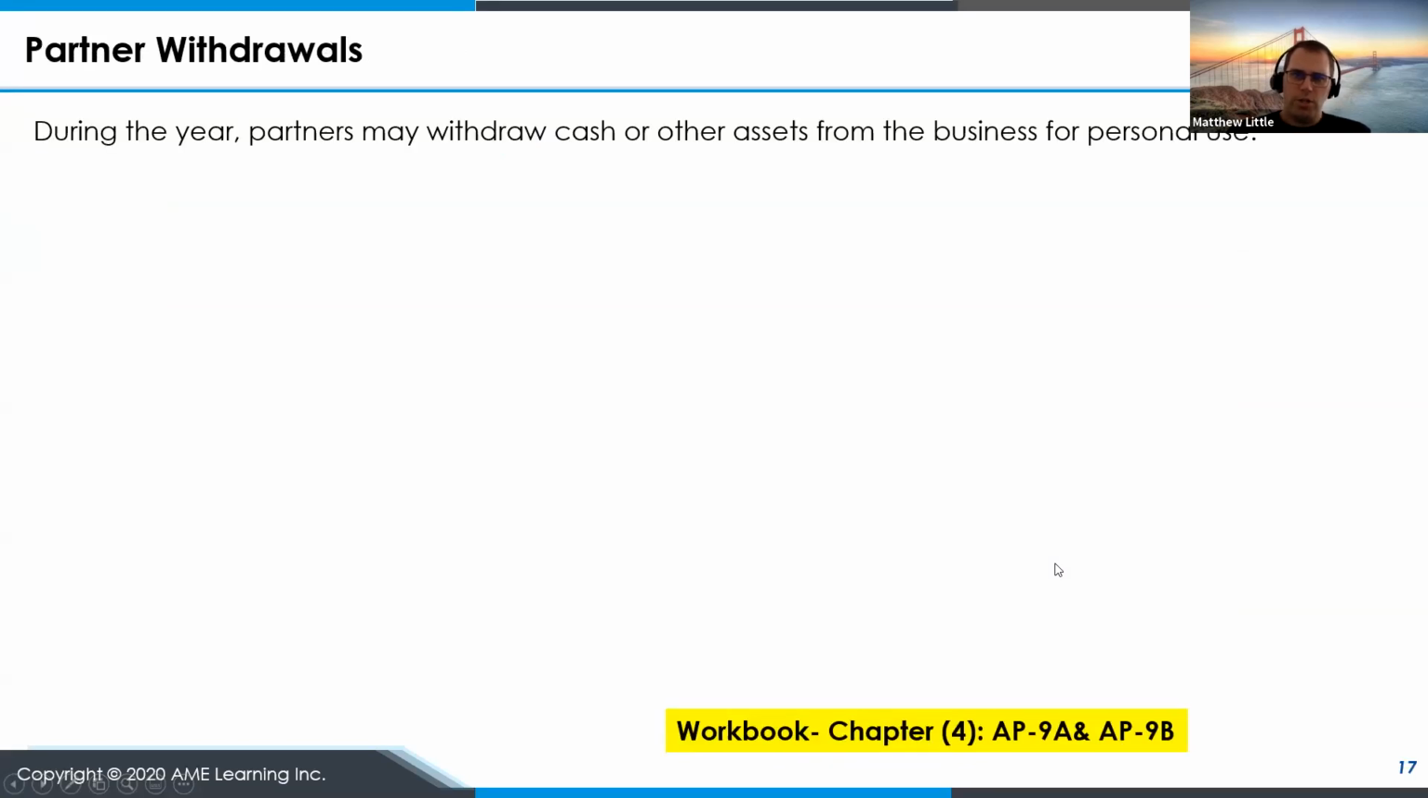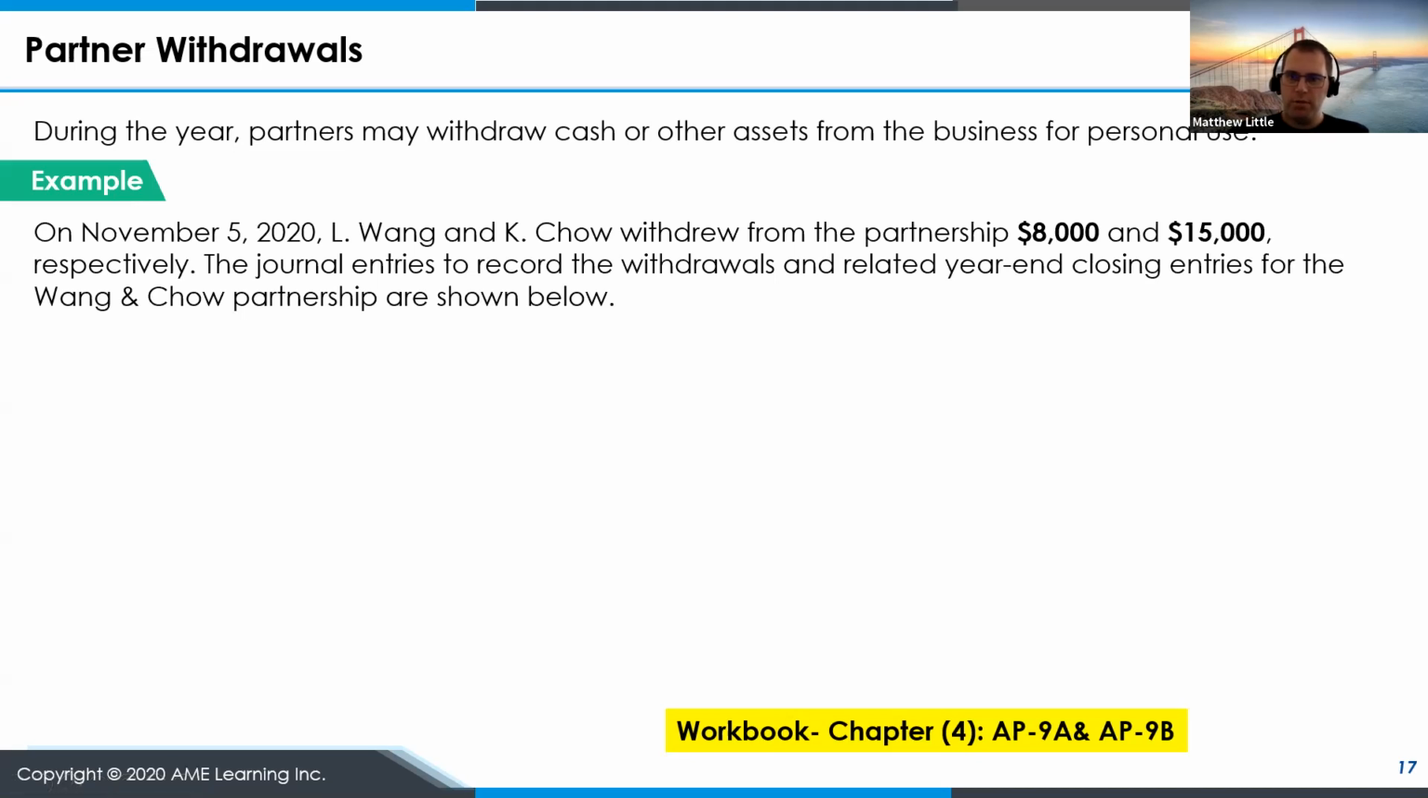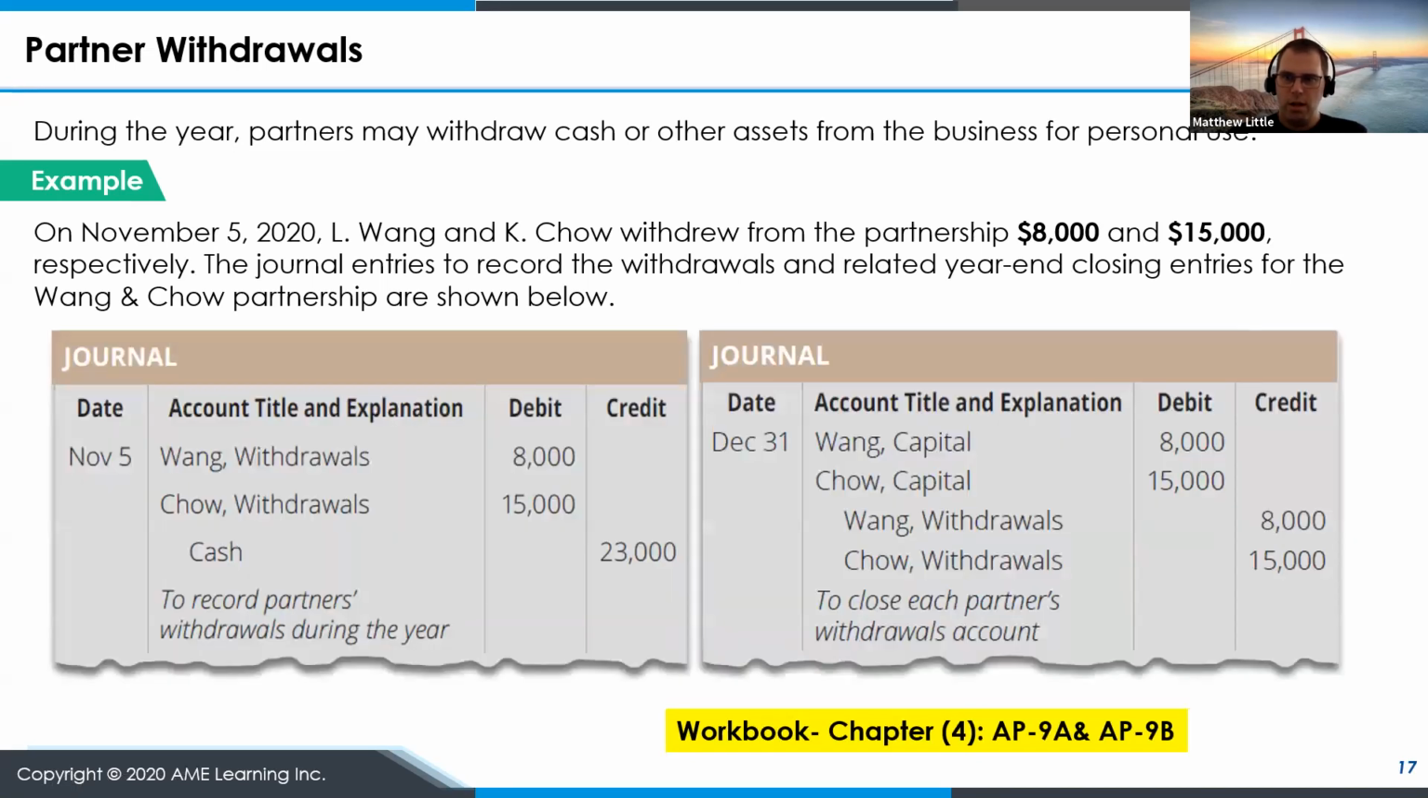Now, another situation is the partners may withdraw cash or assets from the business throughout the year for personal use. On November 5th, 2020, Wang and Chow both withdrew $8,000 and $15,000 respectively. The journal entries to record those withdrawals and related year-end closing entries for the partnership are shown below. So when they withdraw the assets from the company, in this case, we're assuming cash, on November 5th, it would be a debit to their withdrawal accounts for $8,000 and $15,000 respectively, and a credit to cash for $23,000 for the total amount that they pulled out.